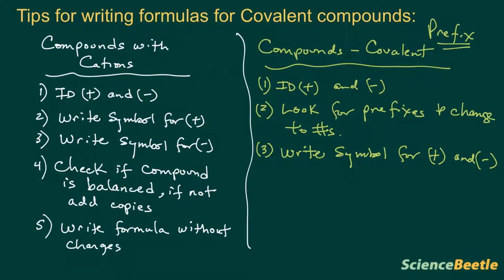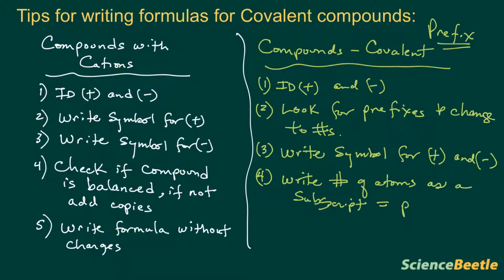Now, remember that the first atom in covalent compounds is going to be a nonmetal, so don't get confused and write a negative charge for it. Go ahead and change that over to the symbol first, and then make sure that you write the number of atoms as a subscript. This is going to be equal to the prefix that you identified earlier in step 2 for each of the atoms. And then once you're done with that, you're just going to write down the formula.